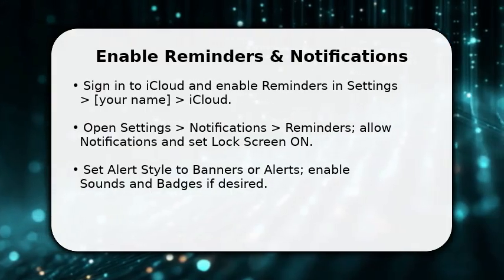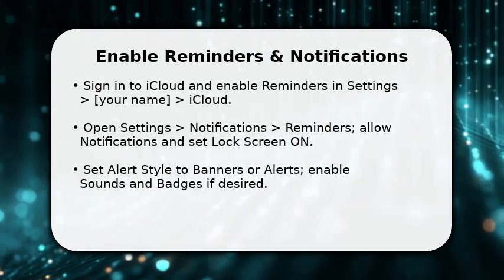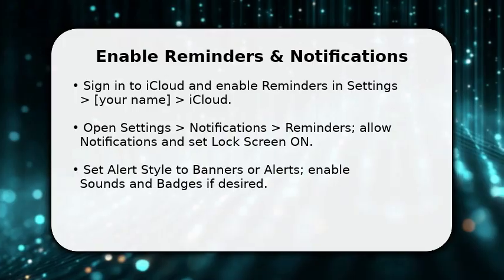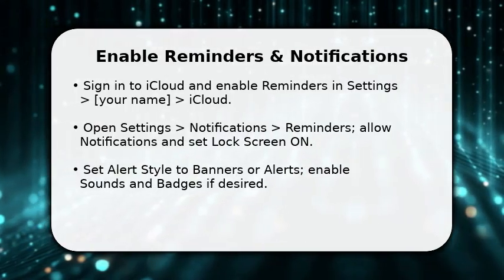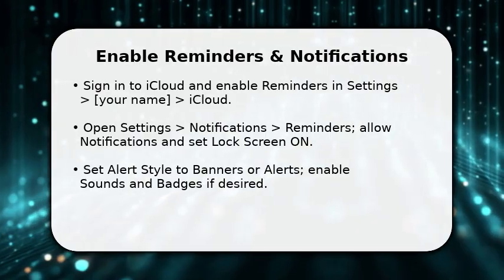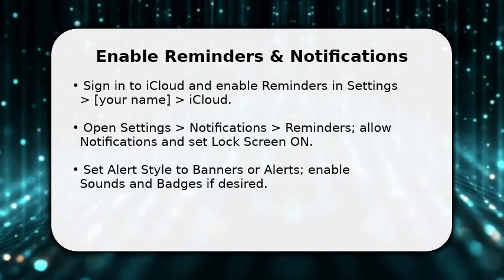Once done, go to Settings, Notifications, Reminders, and turn on Allow Notifications and Lock Screen. Set alert style to banners or alerts so reminders can appear visibly. Make sure sounds and badges are enabled. This ensures reminder alerts aren't silenced before they reach the lock screen.